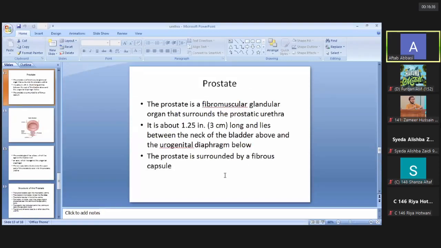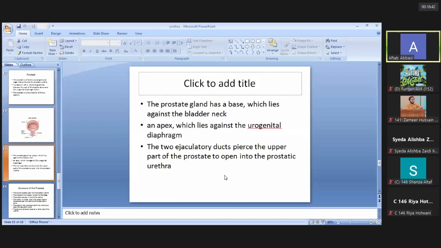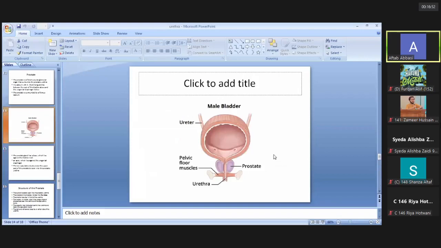Because it's a type of gland, the prostate gland is surrounded by a fibrous capsule. The gland has a base that is towards the neck of the urinary bladder, and it has an apex that is towards the urogenital diaphragm. So this is the base of the prostate gland, and here is the apex. The base is towards the neck of the urinary bladder, and the apex is towards the urogenital diaphragm or the pelvic floor.